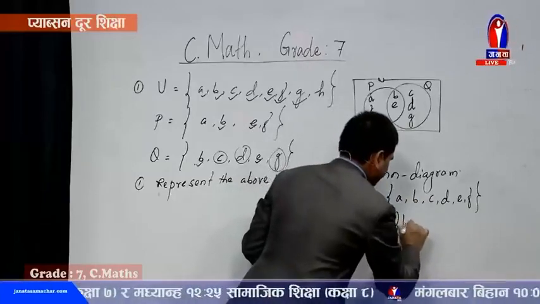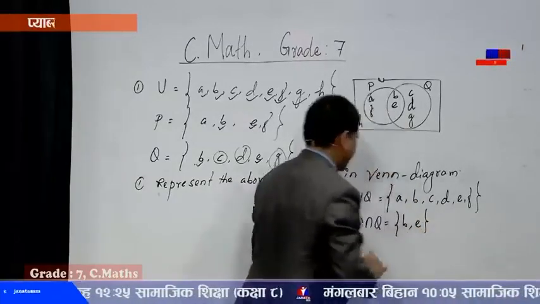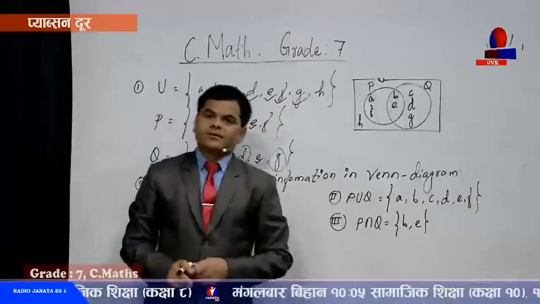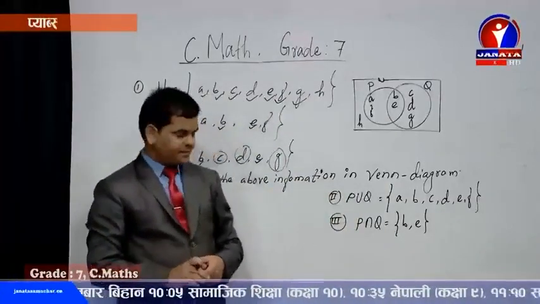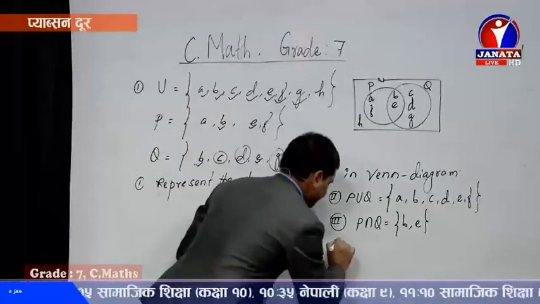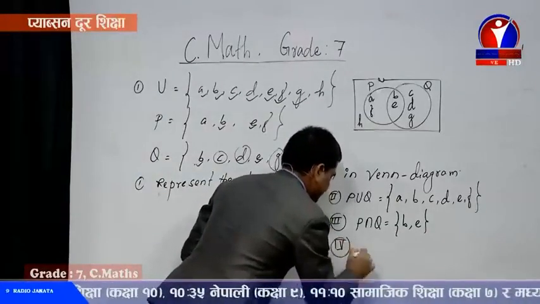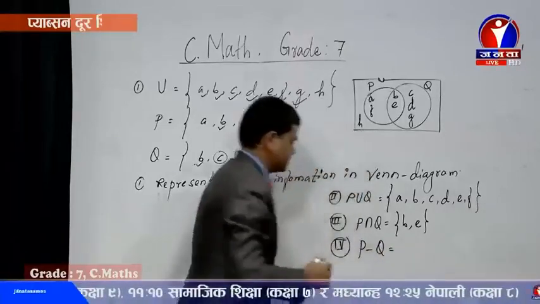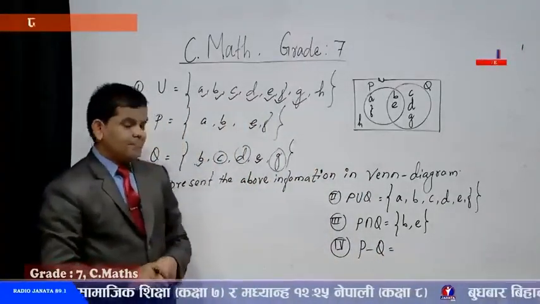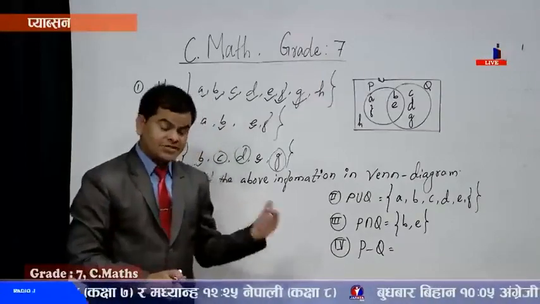B and E. So the answer of P intersection Q will be, as per this question, B and E. Now similarly, dear students, if you have to find out P difference Q, sometimes you might be asked, or you may be asked in the future, P difference Q. I have already told about this.